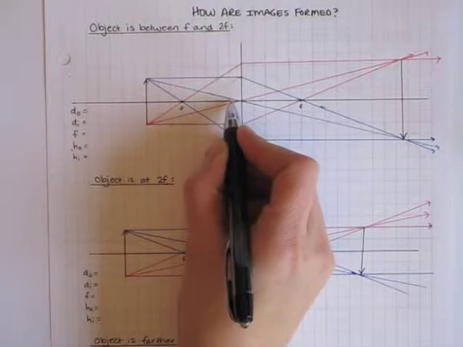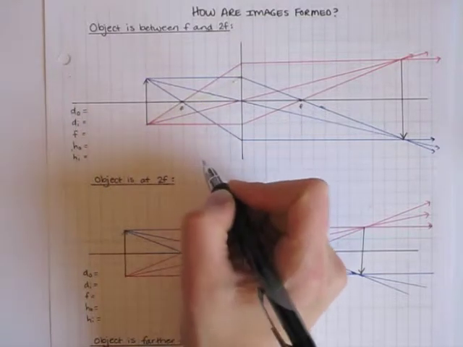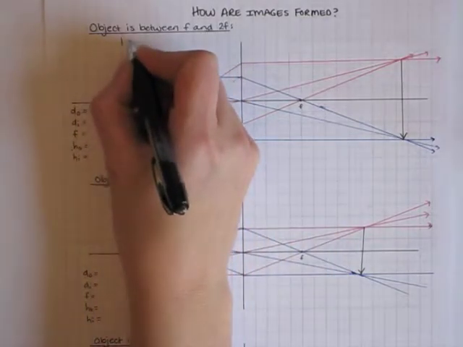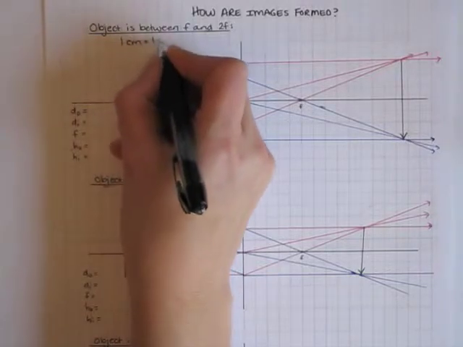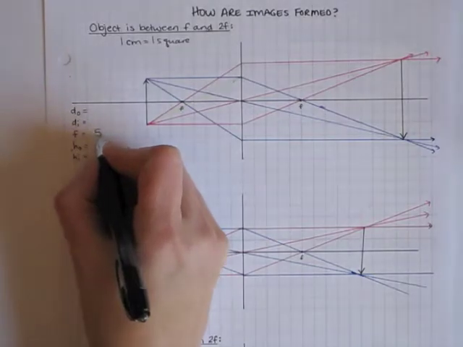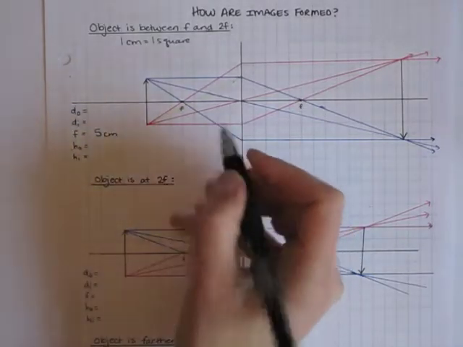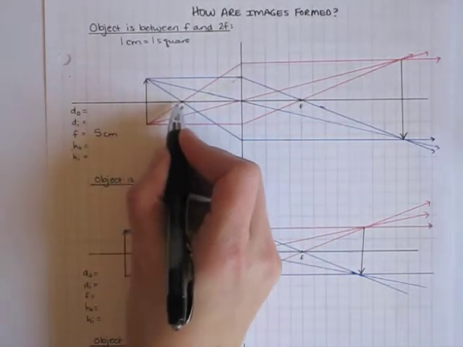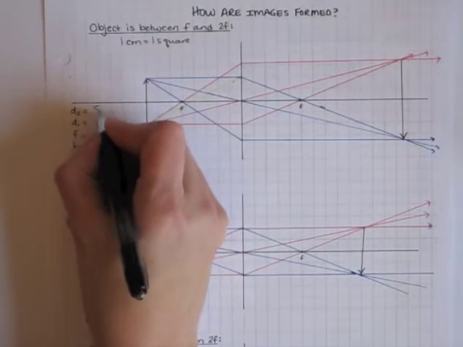The focal length was 1, 2, 3, 4, 5, and let's suppose a scale of 1 centimeter per square. So the focal length would be 5 centimeters. And the object distance, it was 8 squares away, so that would be 8 centimeters.